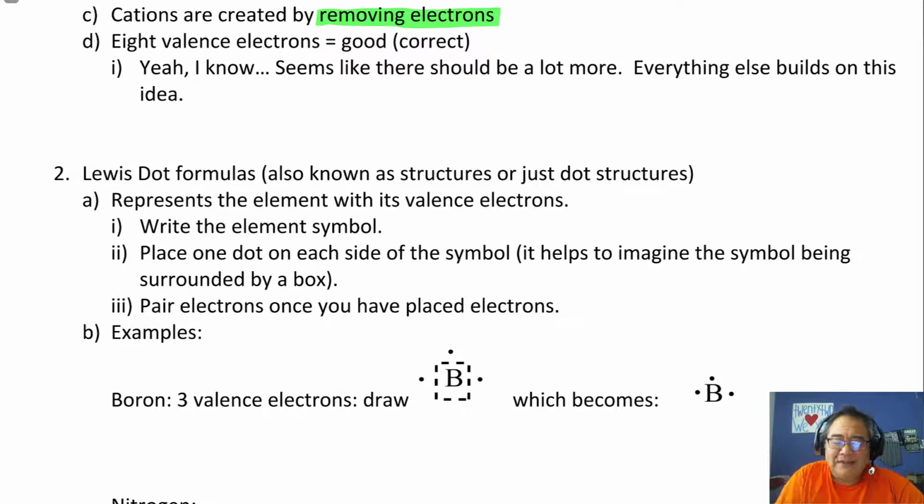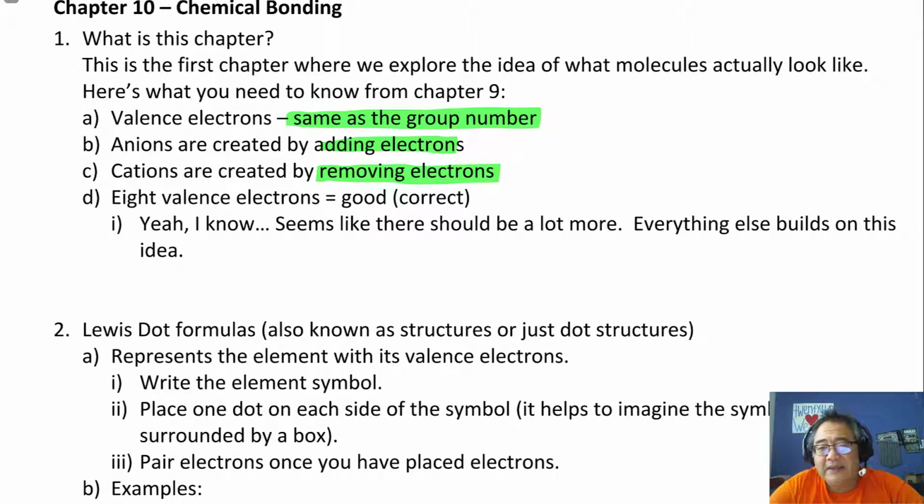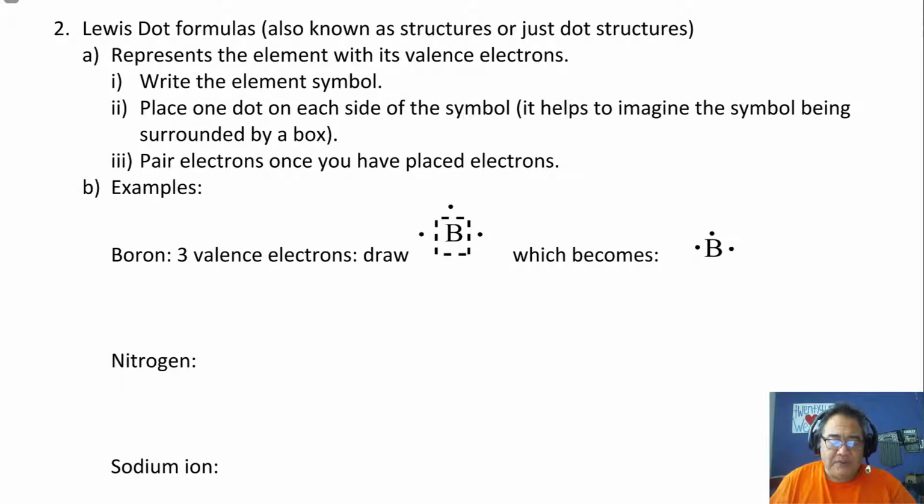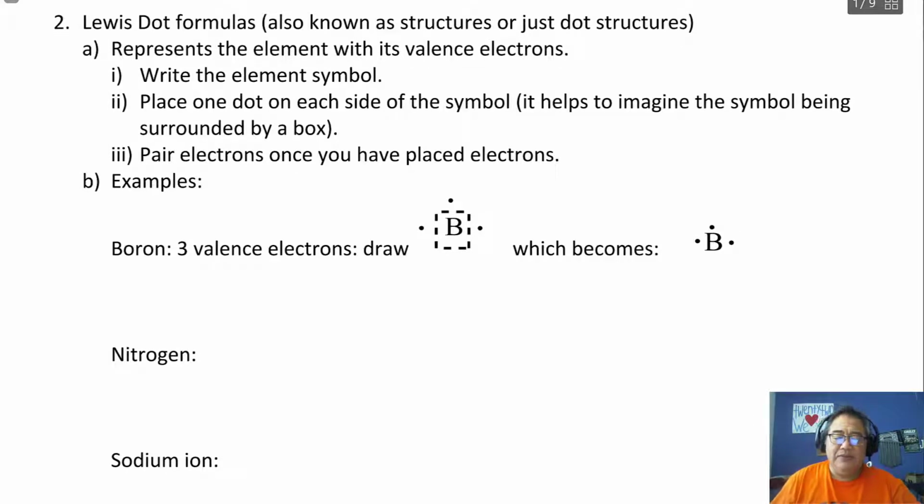So there's a little statement I wrote down here when I was writing these notes. Seems like there should be a lot more, but everything else just builds off these basic ideas about gaining and losing electrons. So we'll start with a tool that was developed by Lewis to draw structures with, and because Lewis did a lot of this work, these became known as Lewis structures. And so the first thing you have to understand is how to draw a Lewis dot formula for an element.